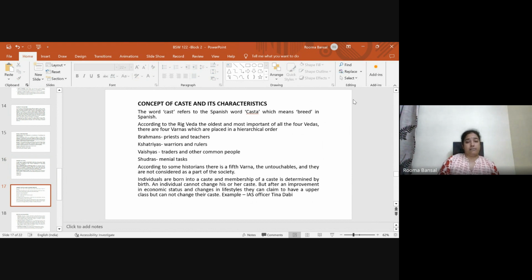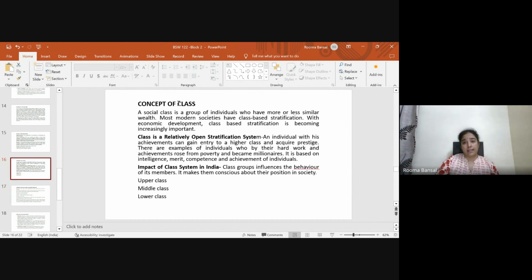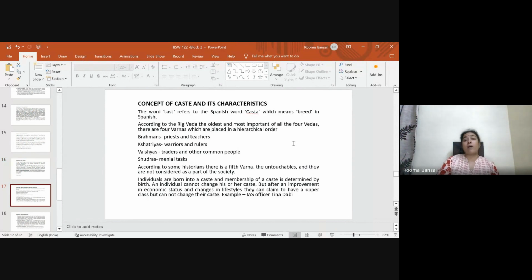In the previous slide we talked about class, which depends upon wealth, property and financial status, and now we are talking about caste. Concept of caste and its characteristics. The word caste comes from the Spanish word casta, which means breed in Spanish. According to the Rig Veda, we have four Vedas in our Sanatan Dharma or Hindu religion. According to our Vedas, we have four Varnas, or four hierarchical orders.